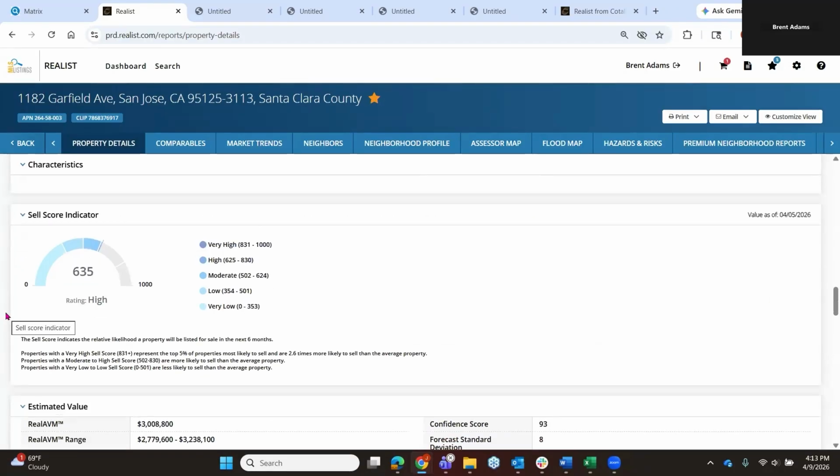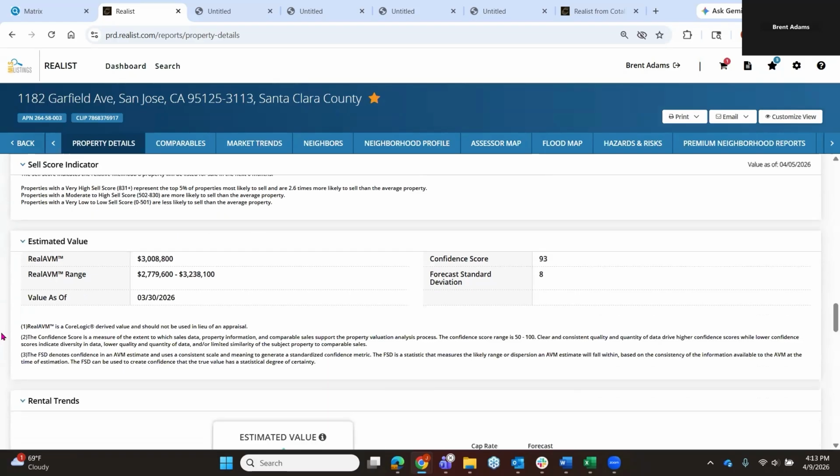Here's that sell score indicator again. So again, this is a score that we place on a property from 0 to 1,000. 0 being the lowest, 1,000 being the highest, and it indicates the relative likelihood that a property is going to be listed for sale in the next 6 months. We're going to utilize this a little bit more in a search, as I mentioned.